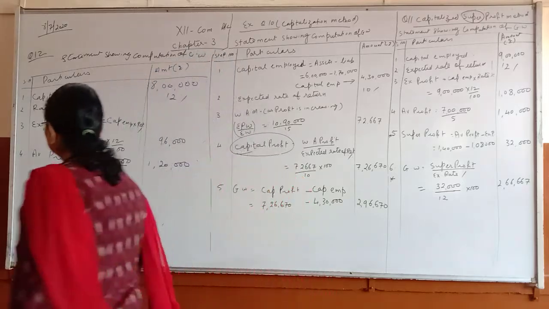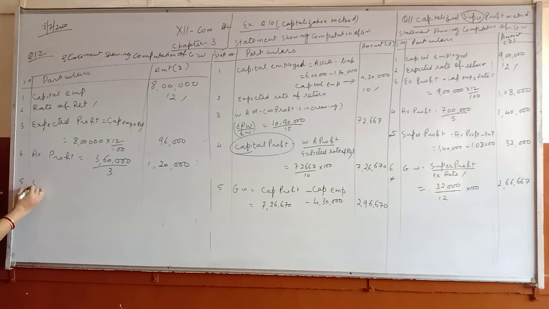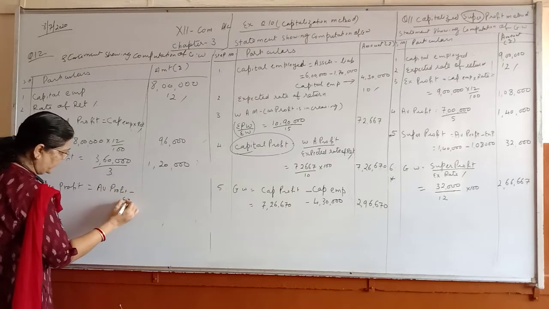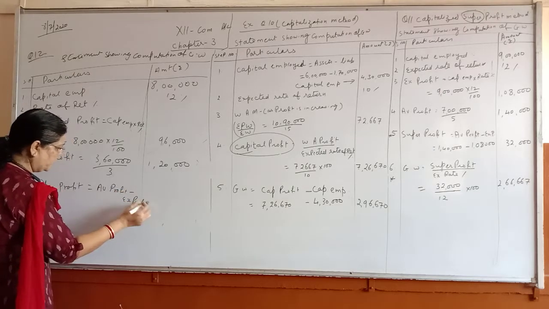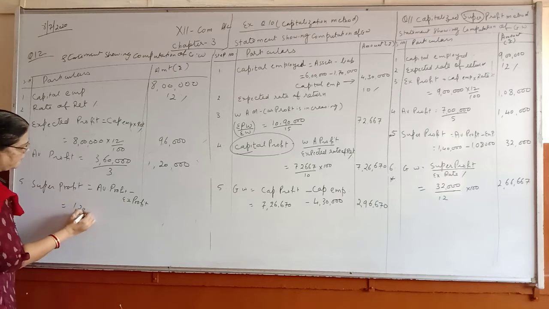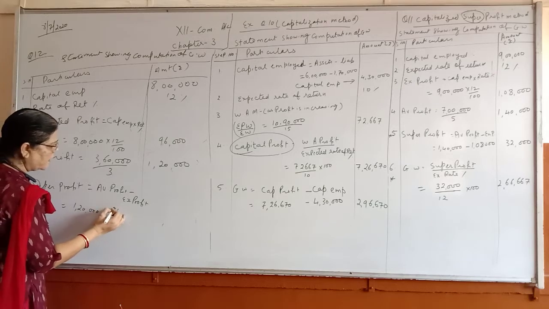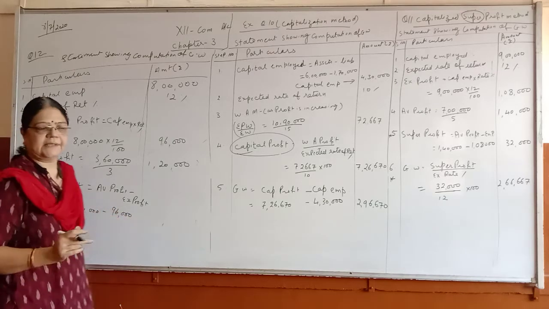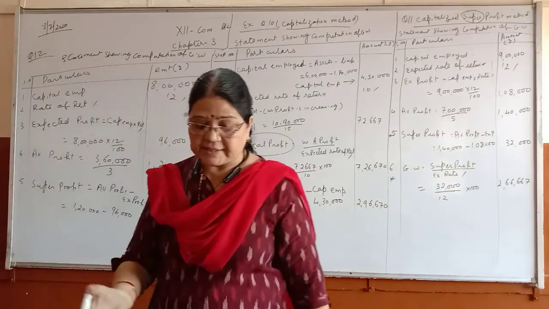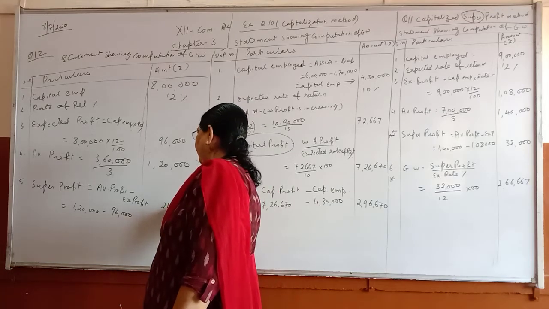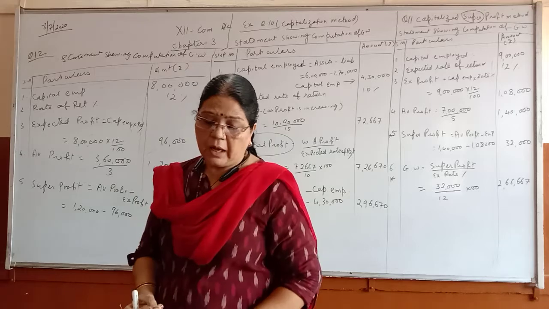Now the next step is super profit. So super profit, now we know the formula. What is the super profit formula? Average profit minus expected profit. So what is our average profit? 1,20,000. And what was our expectation? How much did I want? 96,000. So what over and above, what excess did you get? That is 24,000. This is your super profit, because you have earned more than the expectation.